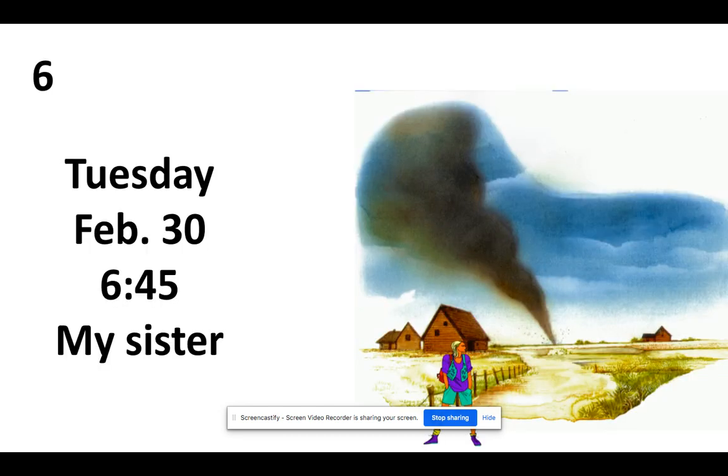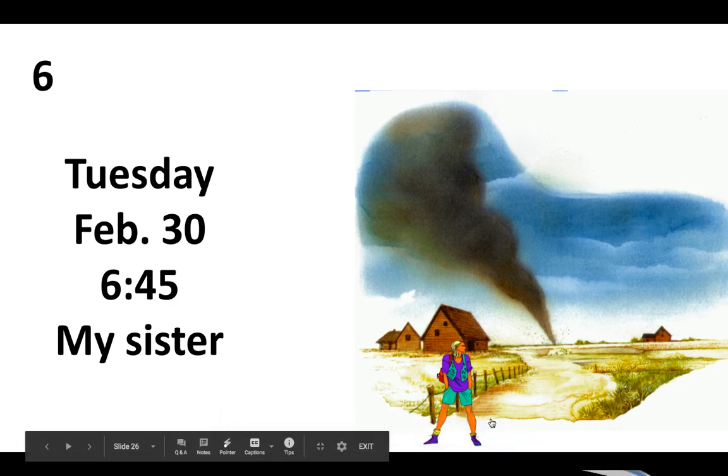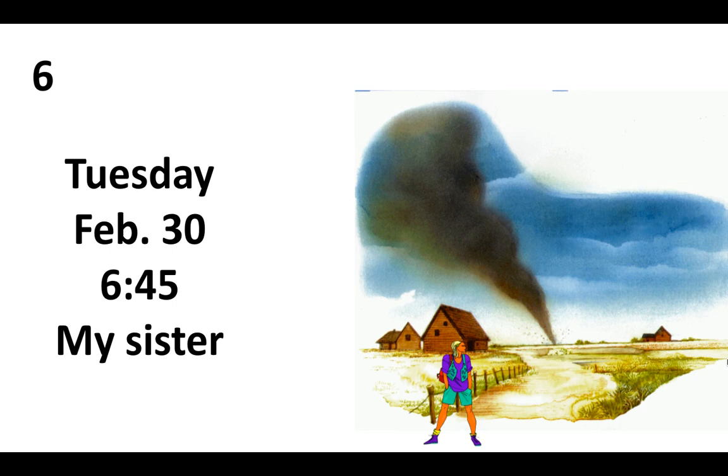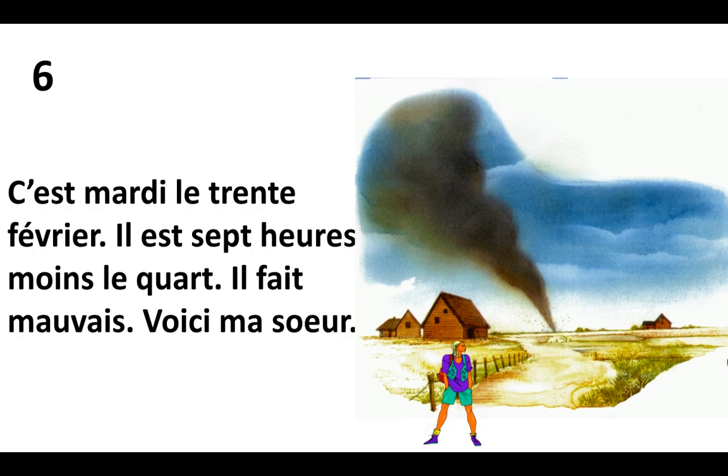Okay, 6. Tuesday, February 30th, 6:45. Bad weather, my sister. Press pause and write your description in French. C'est mardi le 30 février. Il est 7h moins le quart. Il fait mauvais. Voici ma sœur.